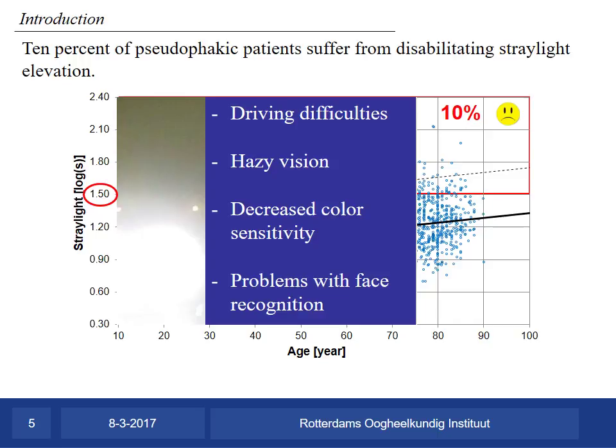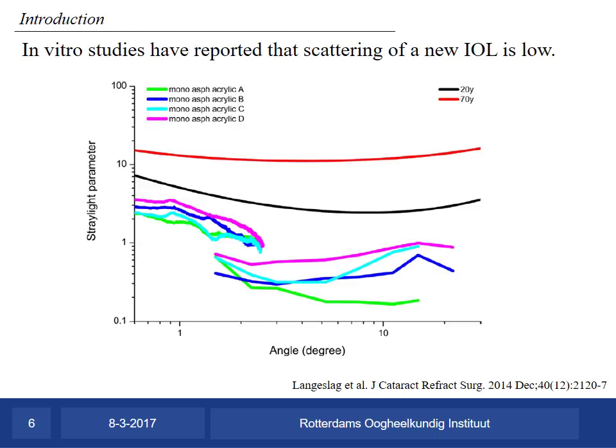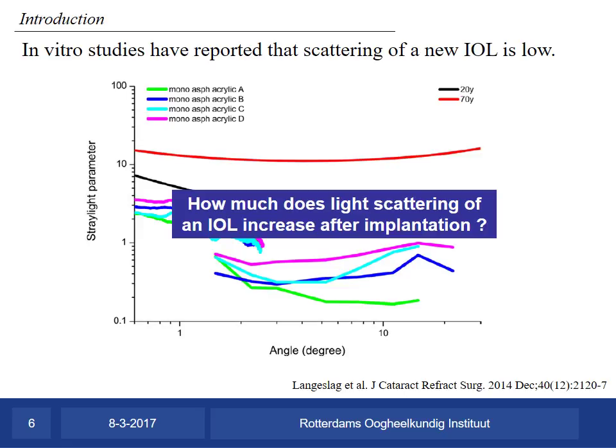Keep in mind that this condition is not only related to difficulties while driving at night or against a low sun, but also hazy vision, decreased color sensitivity, and problems with face recognition. And one may wonder whether general straylight elevation in pseudophakia is related to implanted intraocular lenses. Studies have shown that scattering of new IOLs is low, but the question is, how does it change after implantation?